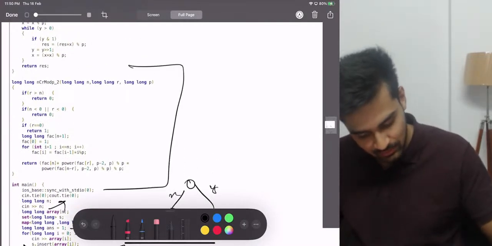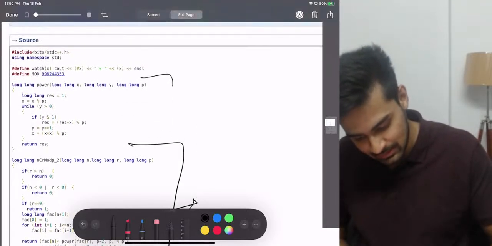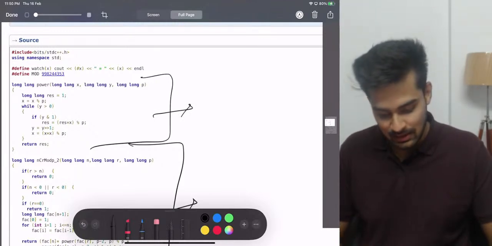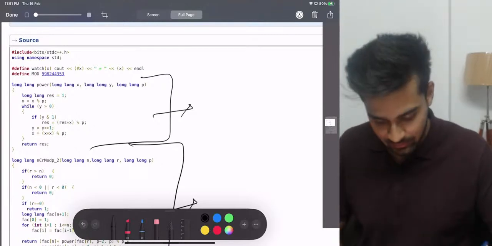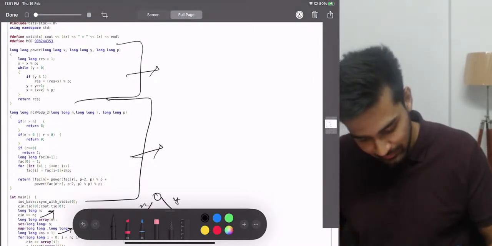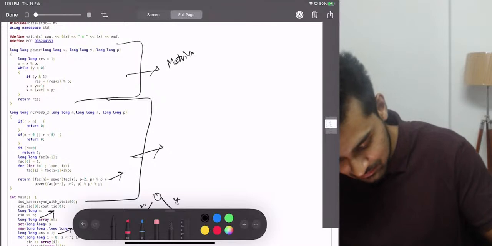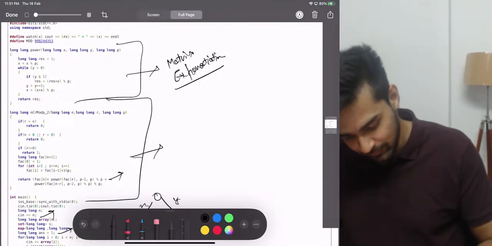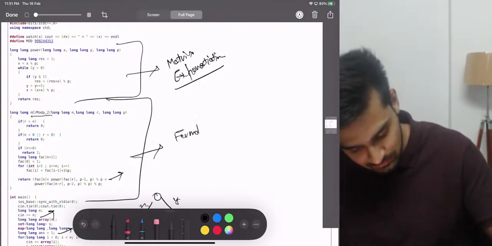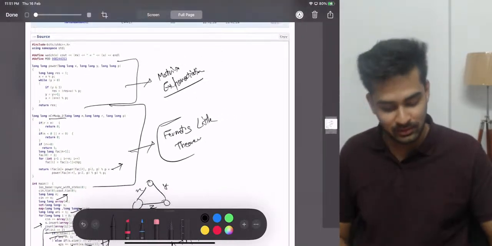This NCR uses a power function, which is here. This is matrix exponentiation. If you don't know about this, just Google matrix exponentiation for finding power. You will get a Geeks for Geeks link. Read it through that. We are using that for finding power as part of NCR. And for finding NCR, I'm using Fermat's little theorem. Both of these you can just read from Geeks for Geeks. You will be able to understand what these are.